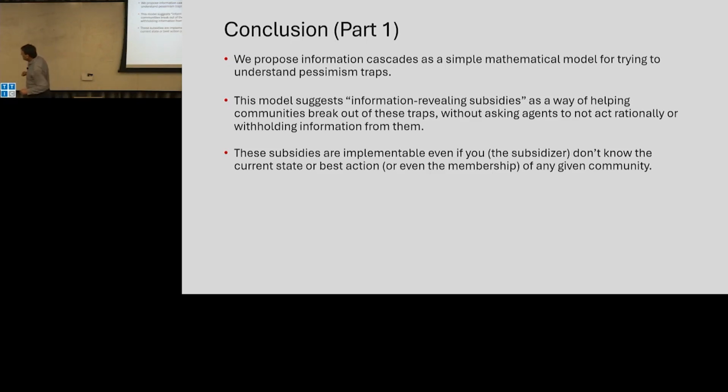And just the last thing is that what's kind of nice is that at least in this model you can do this even if you, the subsidizer, don't know the current state or best action or membership. Just to confirm, if everybody assumes that they're different from everybody else, which sounds reasonable to me, then the subcommunity size is 1, and that 0 subsidies brings us back to just looking at your signal, ignoring everybody else, correct? That's right. If it's just individualistic, people will just look at their signals and this thing never happens. That's right.